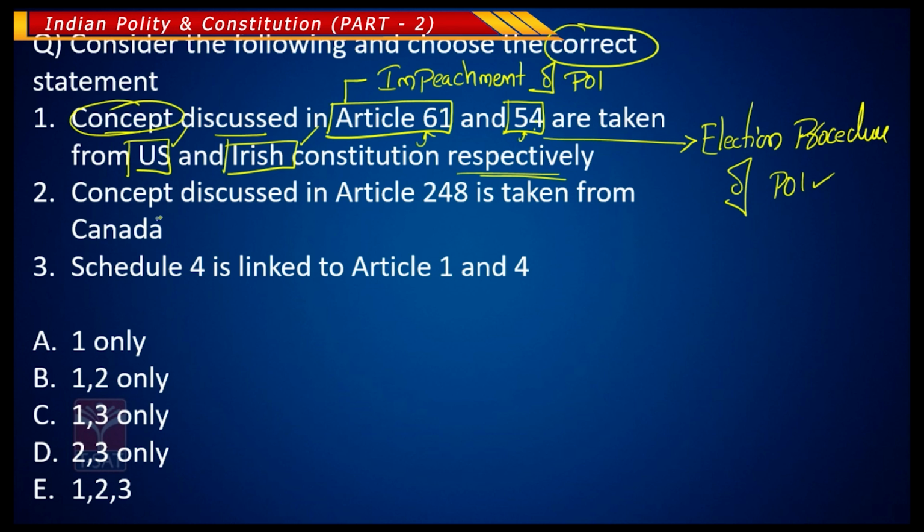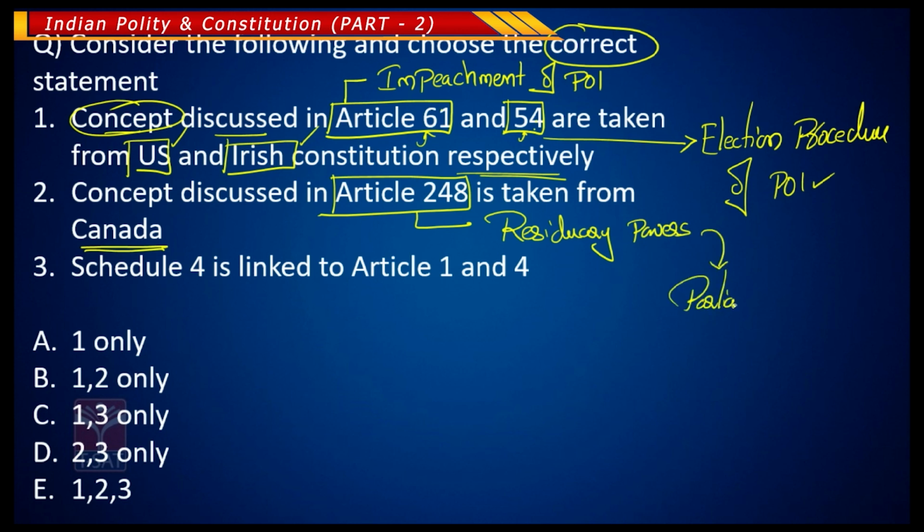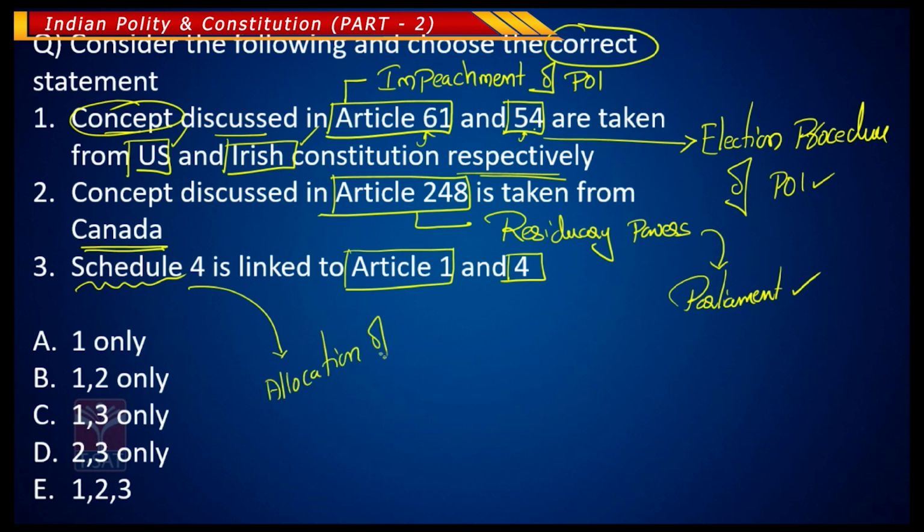Let's see. The concept discussed in Article 248 is taken from Canada. Now what is Article 248? Article 248 talks about residuary powers. In India, residuary powers are given to Parliament. Parliament has the residuary powers in India. This is taken from Canada. Okay. Schedule 4 is linked to Article 1 and Article 4. Schedule 4 talks about allocation of seats for all the states in Rajya Sabha.